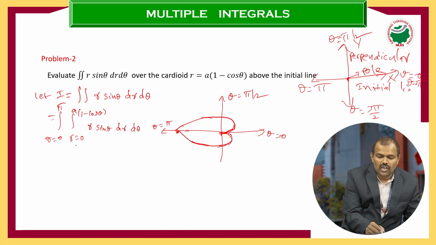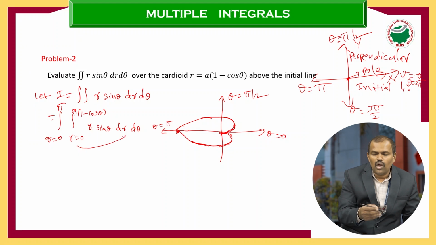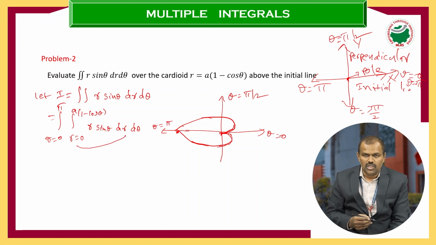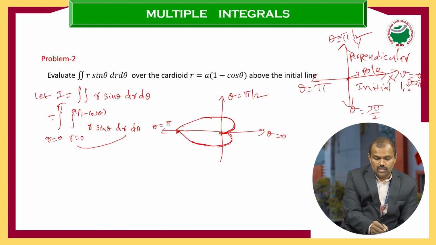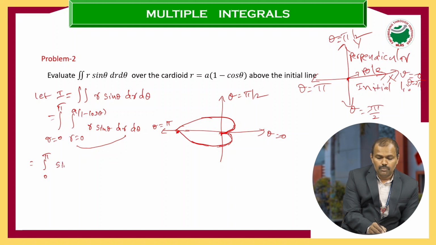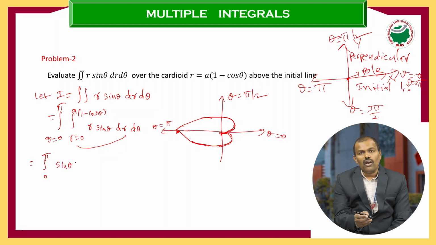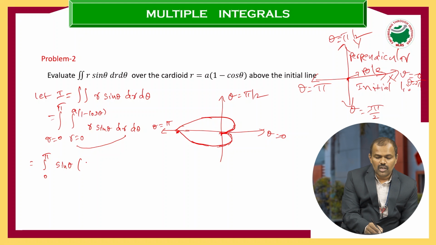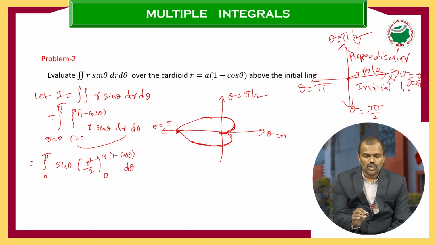First we have to integrate with respect to r, keeping theta terms constant. So sin theta is constant. That is equal to integral 0 to pi, keeping sin theta constant, integral of r dr. Integral of r dr is r square by 2, within the limits 0 to a into 1 minus cos theta, d theta. So this is with respect to r, keeping theta terms constant.